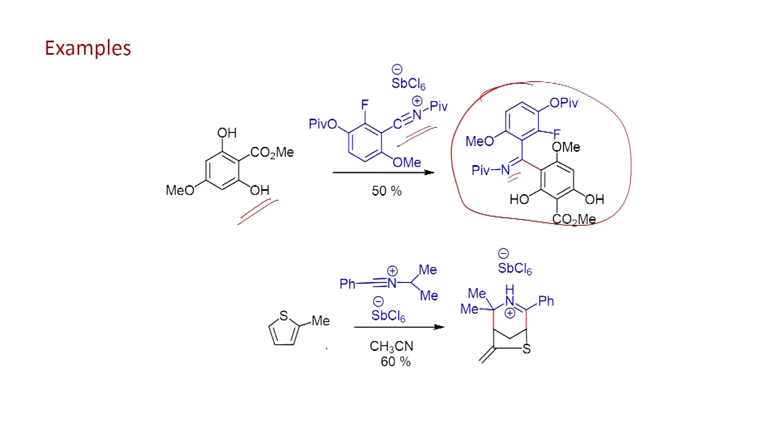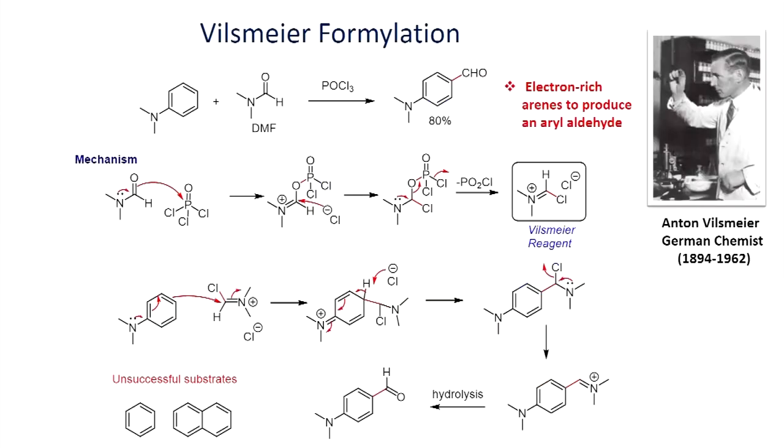get useful compounds. And similarly, in this example here, the reaction of 2-methylthiophene is shown. This also can readily undergo reaction with this salt to give this addition product. So far, we have seen four examples. The first two examples involve the formylation and then the acylation of aromatic systems using nitrile and trichloronitrile we have seen.